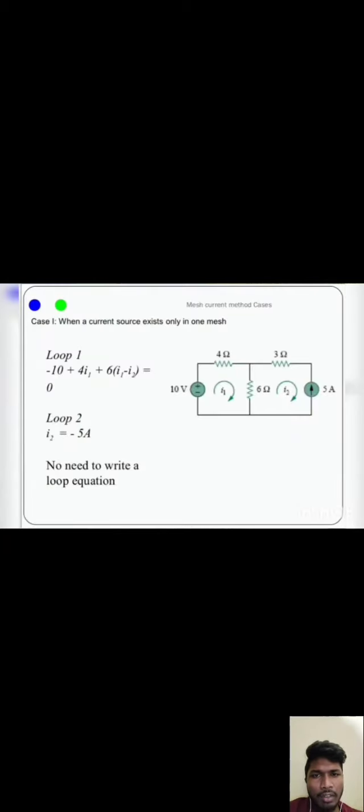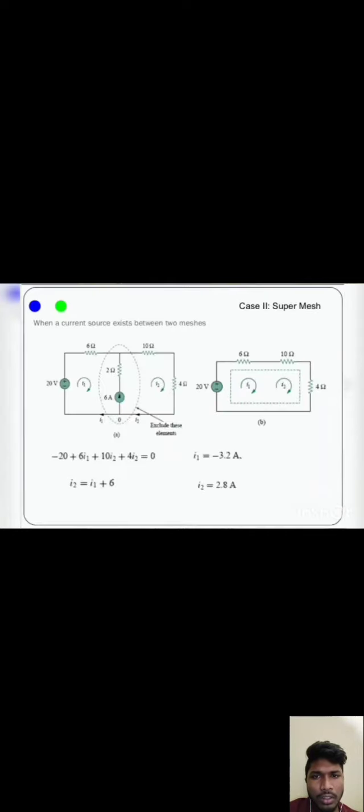When a current source exists in only one mesh, there is only one loop. No need to write a loop equation for that mesh. Loop 1: minus 10 plus 4I1 plus 6 of (I1 minus I2) is equal to 0. Loop 2: I2 is equal to minus 5 A. This is case 1 of mesh analysis.